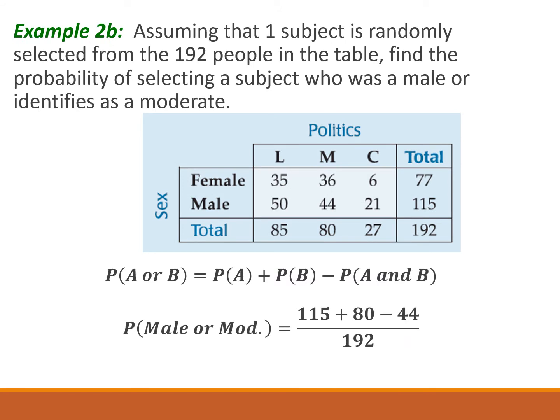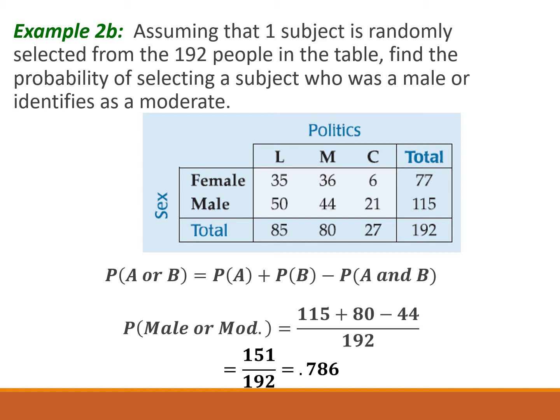Example 2b: if we select one randomly selected person from the 192 people in the table, find the probability of selecting a subject who's male or moderate. This time we're going to use the formal addition rule because these are not disjoint events.